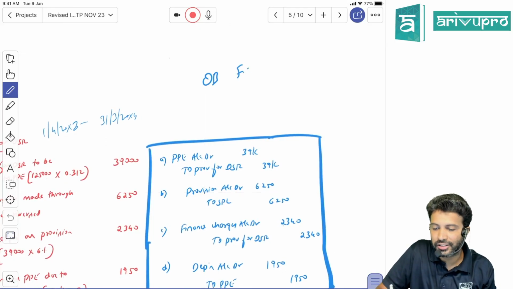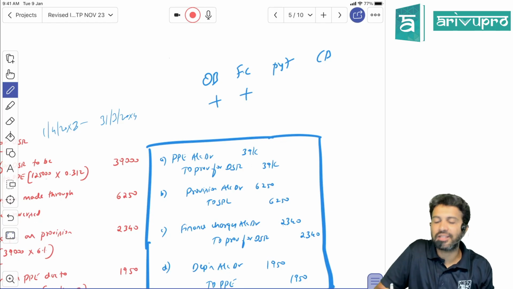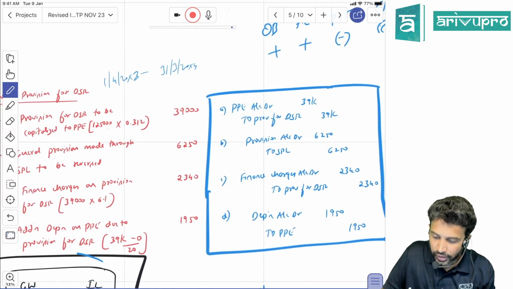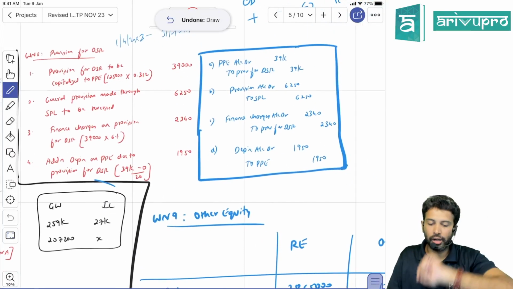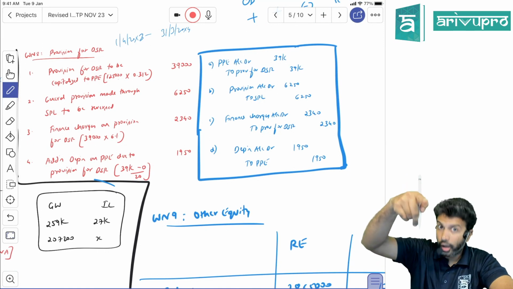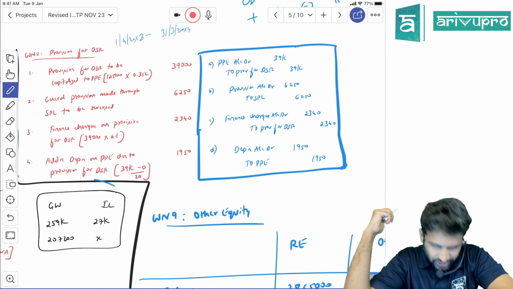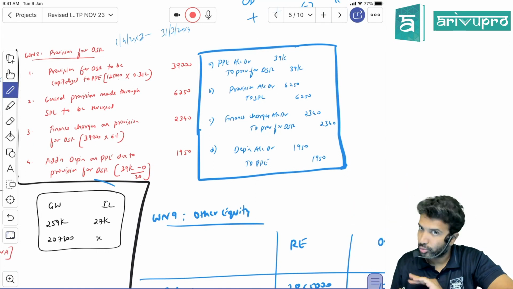So we write opening balance, we write finance charges, we write payment, and then we write closing balance, right? Opening balance and finance charges we add, payment we reduce, then we get the closing balance, right? So adding these two, you will get the provision's closing balance. That closing balance of the provision, you all have to show in your consolidated balance sheet. Okay, that is one. All right.